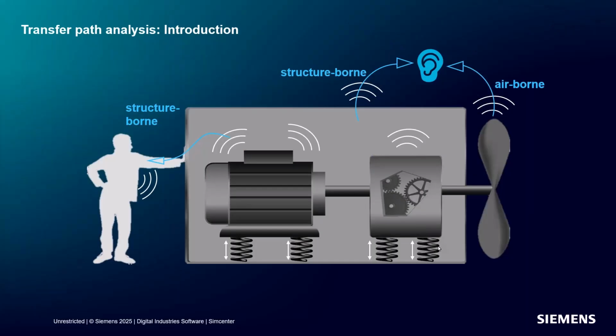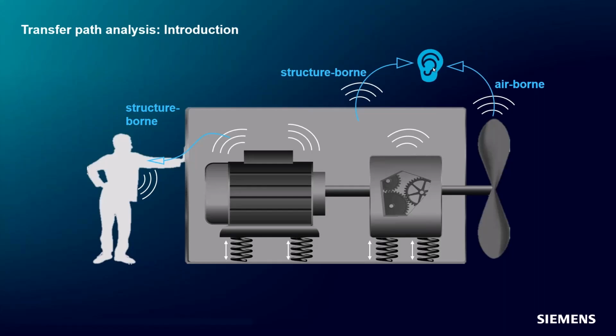Yep. I'm going to step back and talk first a little bit about what transfer path analysis is and what kind of data we need before we go through step by step in the software building a TPA model. In general, transfer path analysis is a technique to try and figure out in a structure where some unwanted vibration or noise is coming from.